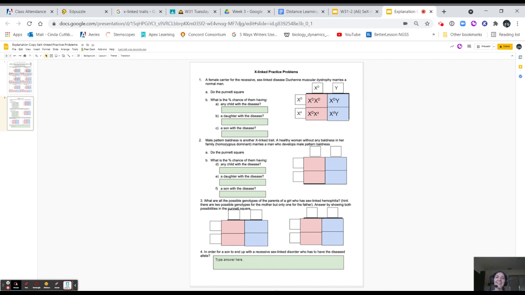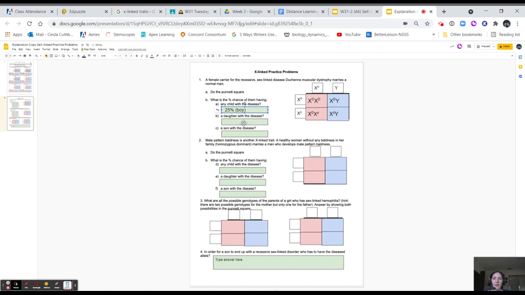Let's double check. Is she a carrier, the parent? Yes, the female parent is a carrier. Is the male parent normal? Yes, he is. Do all my squares work? Yes, they do. All right. So let's answer the questions. What's the percent chance of them having any child with the disease? Well, if I look there, no, no, no, yes. So they have only a 25% chance, and that is a boy.